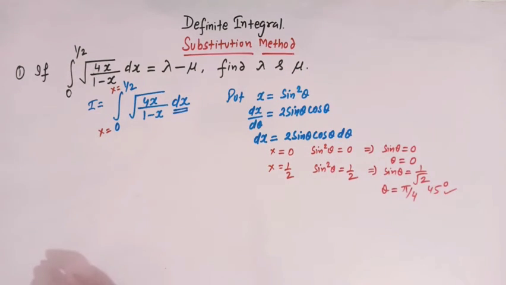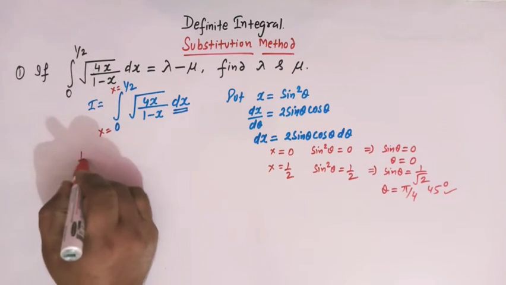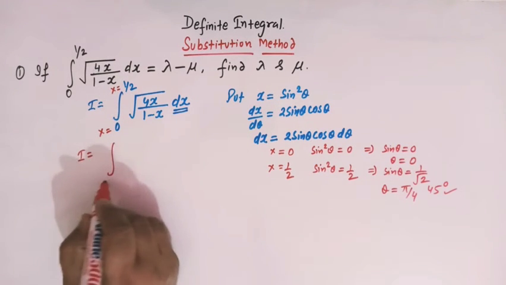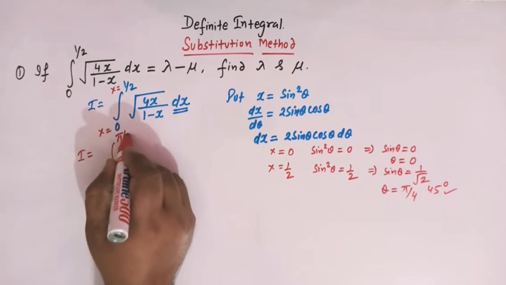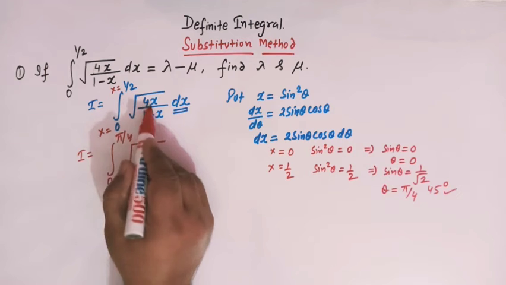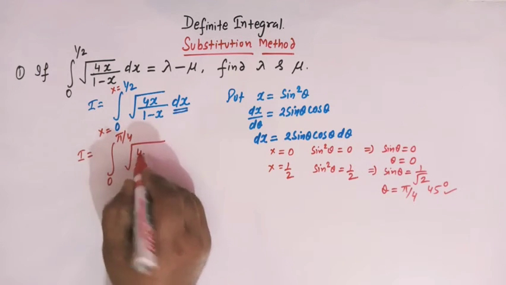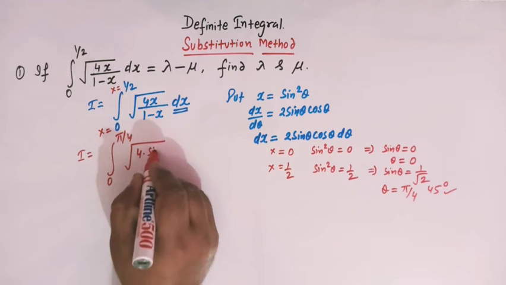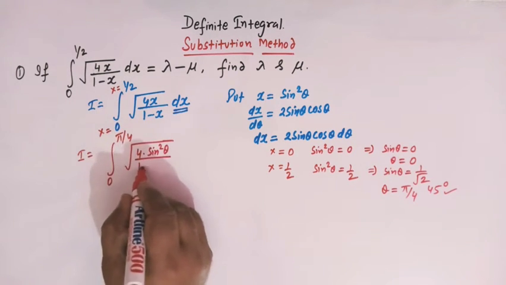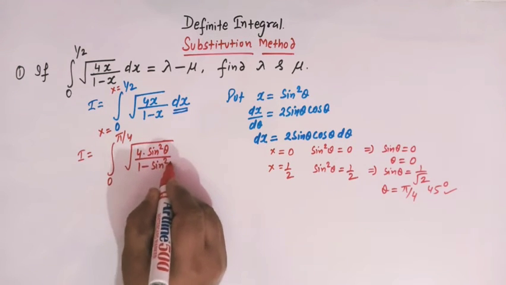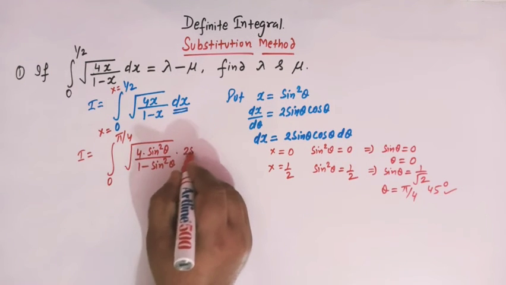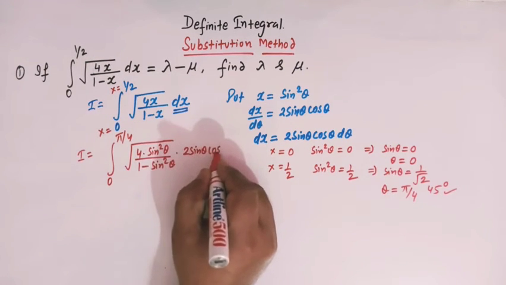So when x varies from 0 to 1/2, theta varies from 0 to pi by 4. Now this integral takes the form in terms of theta. We have the integral from 0 to pi by 4, substituting the limits, of the square root of 4x over 1 minus x. For x we can write sine square theta, in the denominator we have 1 minus sine square theta, and for dx we can write 2 sine theta cos theta.